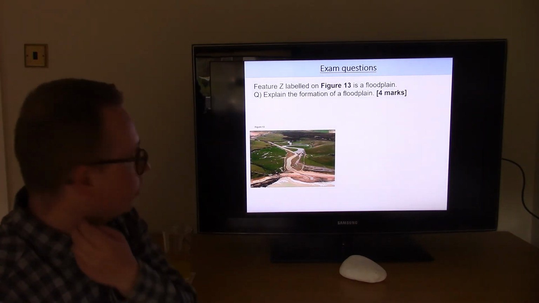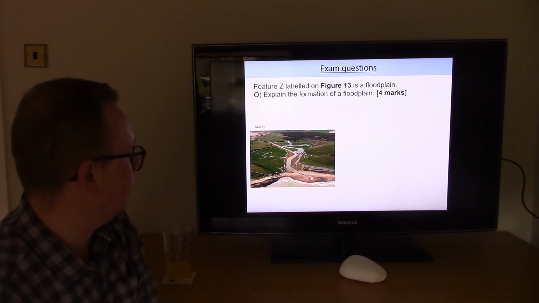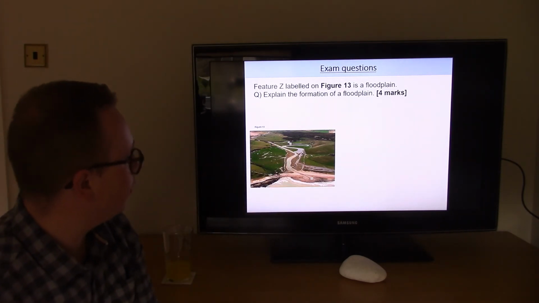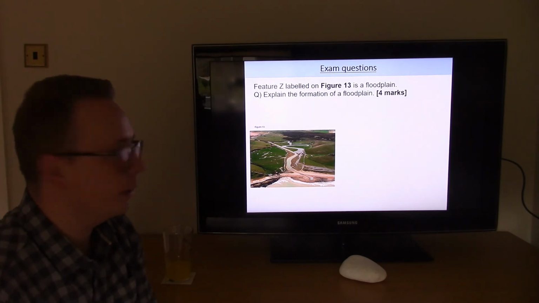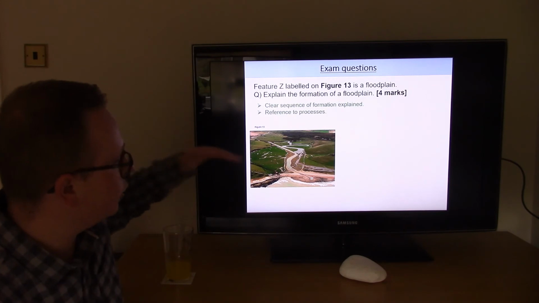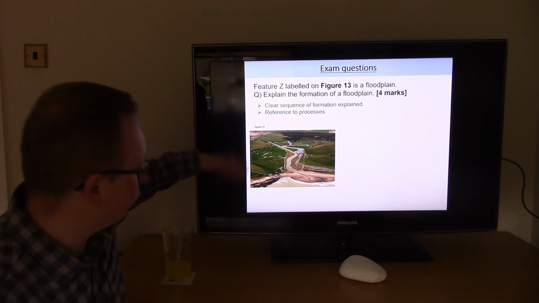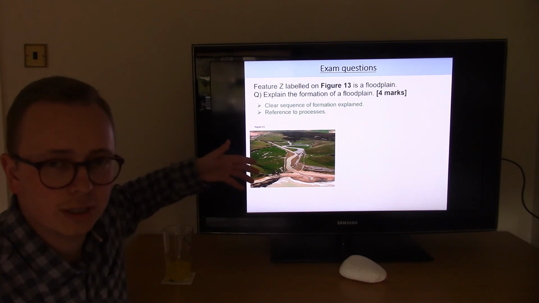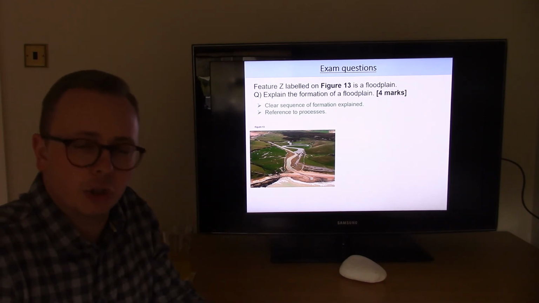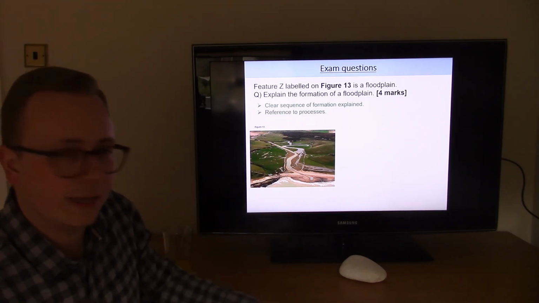And then a linked question, we've got feature Z labelled on figure 13 as a floodplain, so that helps us out by showing us an example of a floodplain. And then for 4 marks, the question is explain the formation of a floodplain. Well, we need to have a very clear sequence of explaining how that feature is formed. We also need to make sure we're referencing processes that are taking place here. So there's actually a lot of marks you could pick up for this question. It's only 4 marks, but there's lots of ways you can get those marks.